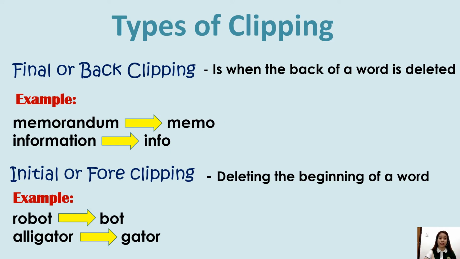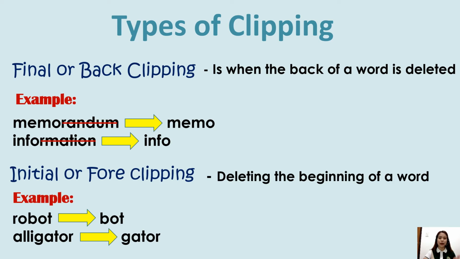So, we have the types of clipping. First, final or back clipping is when the back of a word is deleted. We have here an example, memorandum. So, memo is the back clip form of memorandum. We remove the letters RANDUM, the last few letters, and we have the new clip word memo coming from memorandum. The next one is information. We remove the letters RMATION. And so we have the word info coming from information.